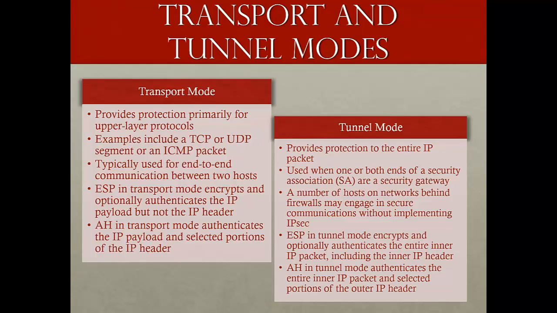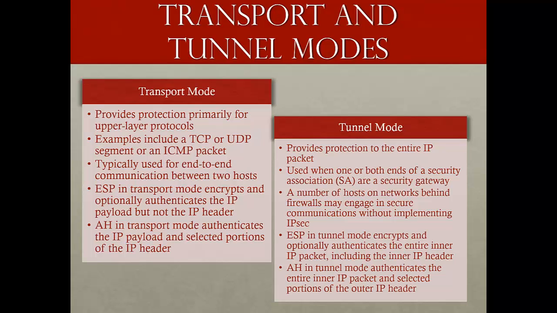AH in transport mode authenticates the IP payload and selected portions of the IP header. Now, tunnel mode provides protection to the entire IP packet. To achieve this, after the AH or ESP fields are added to the IP packet, the entire packet plus security fields is treated as the payload of the new outer IP packet with a new outer IP header. The entire original inner packet travels through a tunnel from one point of a network to another. No routers along the way are able to examine the inner IP header. Because the original packet is encapsulated, the new larger packet may have totally different source and destination addresses, adding to the security.